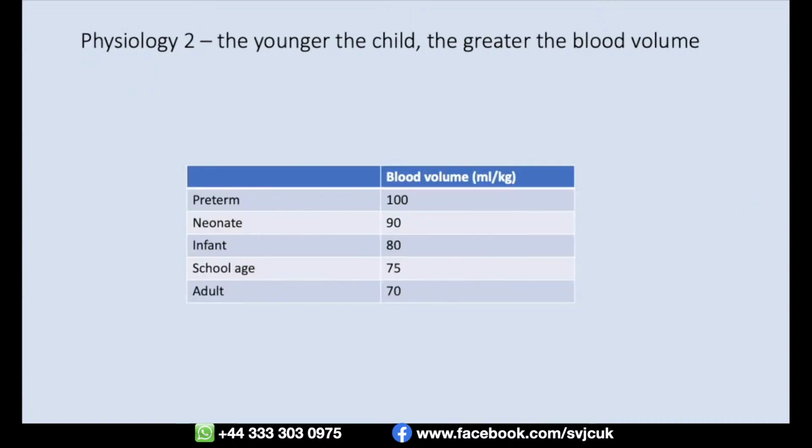The second physiological principle to remember is that the younger the child, the greater the blood volume per kilo of body weight, obviously. So these figures vary a little bit depending on your source. But an adult has about 70 mils per kilo of blood, dropping down to a neonate has about 90 mils per kilo of blood, and even 100 mils per kilo of blood for a preterm neonate.